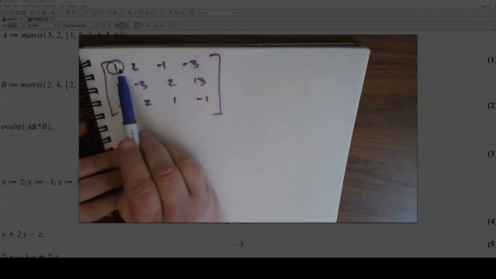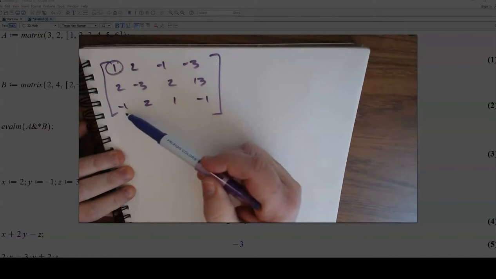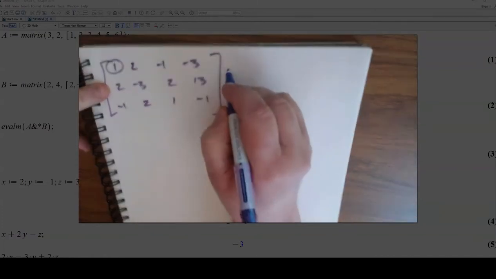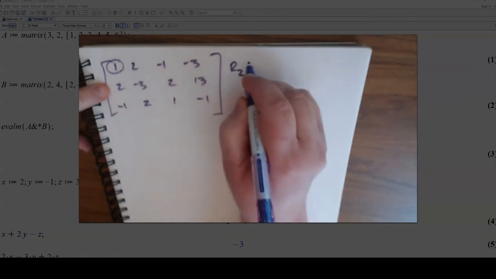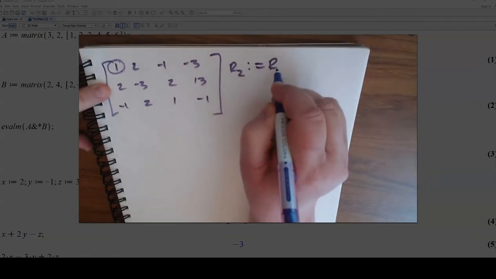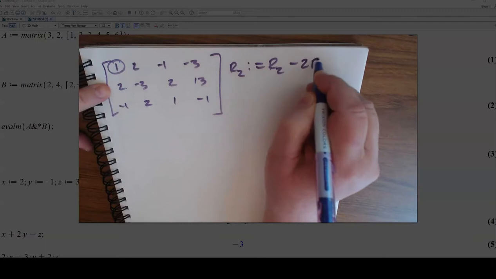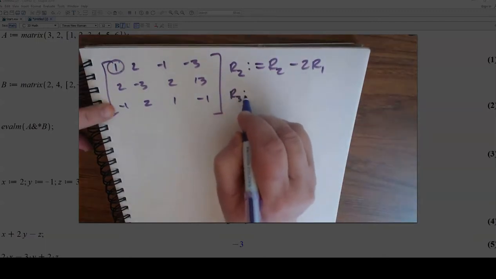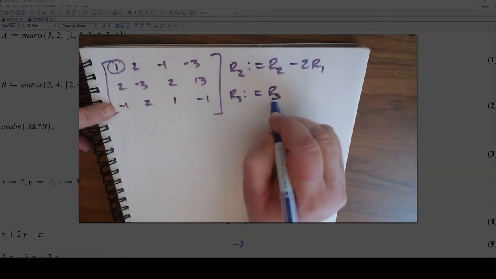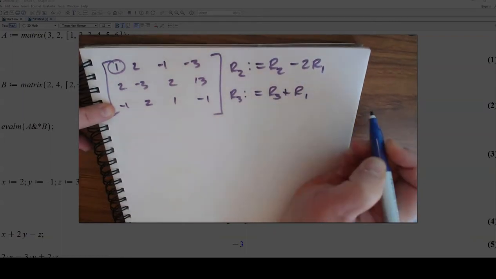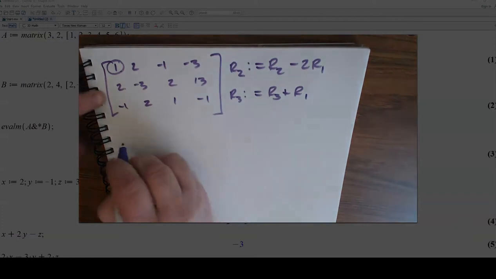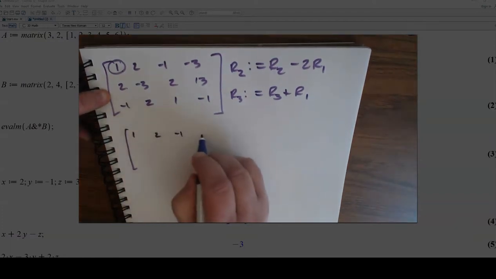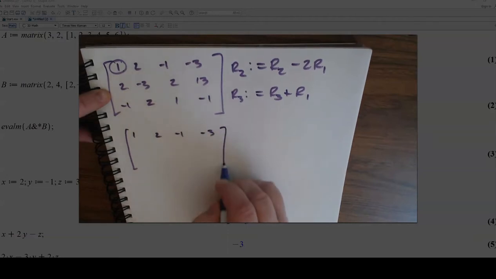So now I'm going to use this 1 to get rid of the 2 and the -1 below it. So get the zeros below it. So I need to take R2 will now become R2 minus twice R1. R3 will become R3 plus R1. And R1 will not change. So 1, 2, -1, -3.